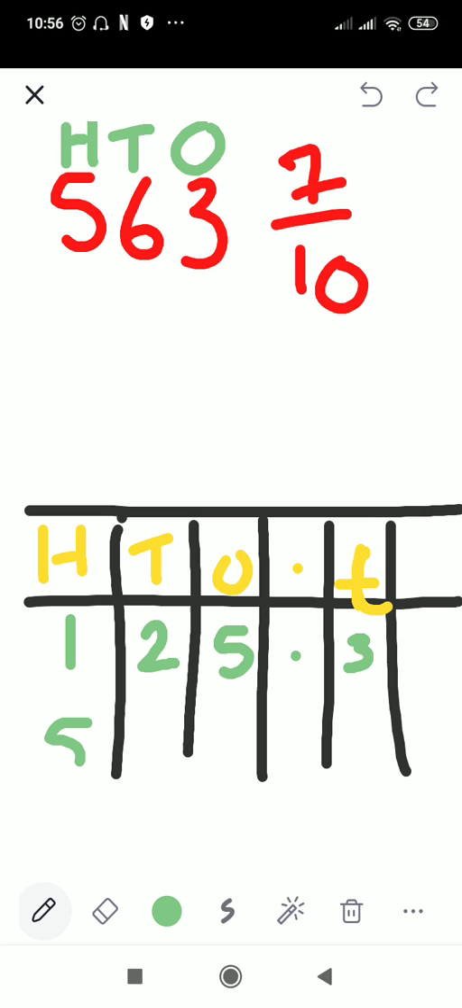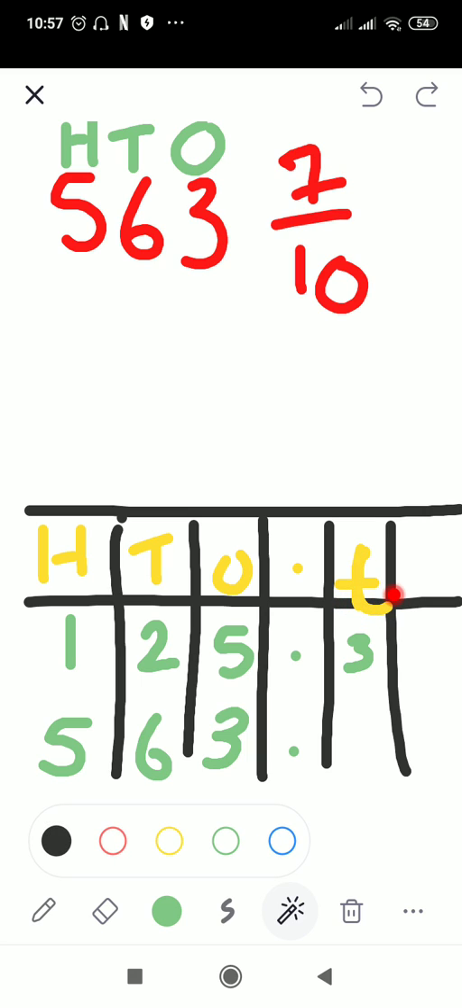So in the hundreds column we will write down 5, and then it is 6 tens, so in the tens column we will write down 6, and there are 3 ones, so in the ones column we are going to write down 3. Then the decimal point, because now we have this value 7/10. So in the tenth column we are going to write down how many tenths we have. We have 7/10, so we write 7 in the column of tenth. So when we have bigger whole numbers, we can place them in the place value chart like this.